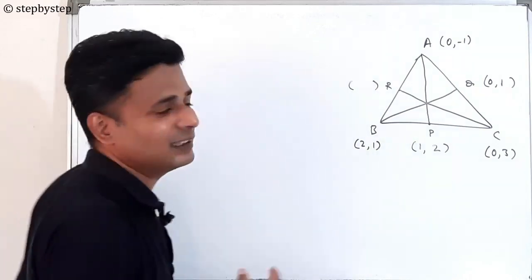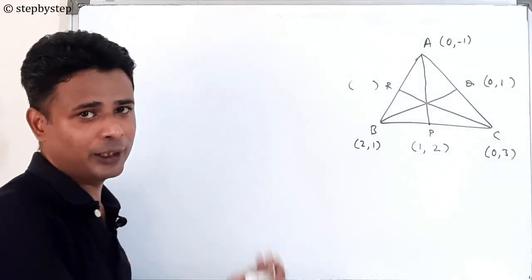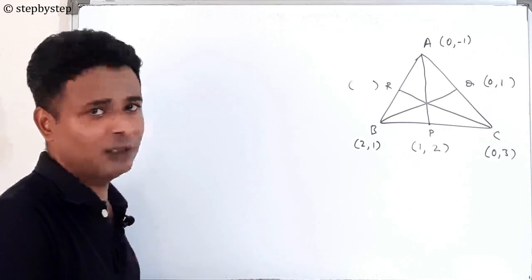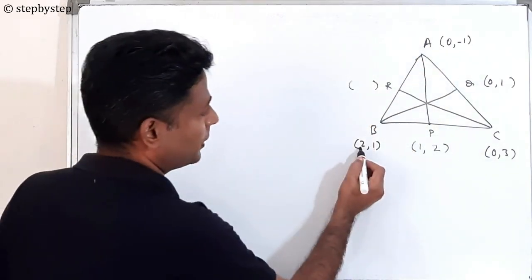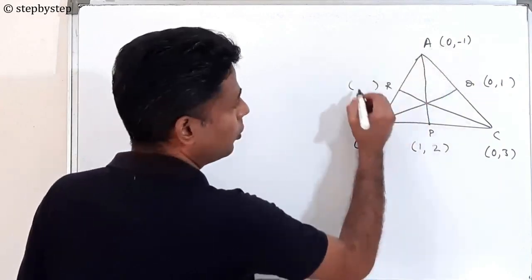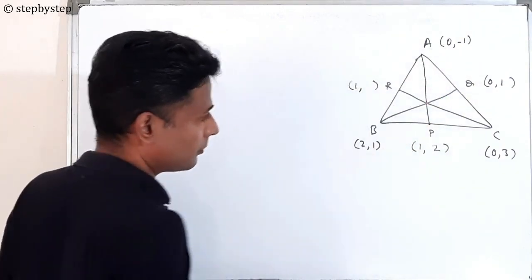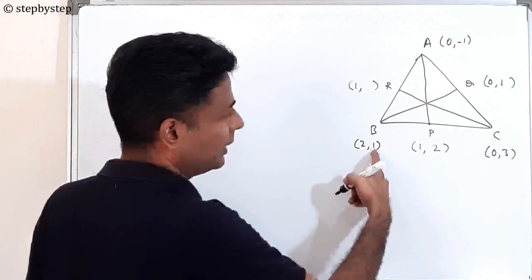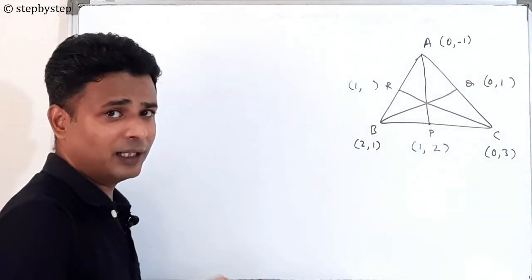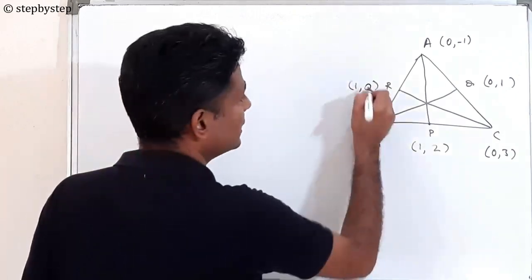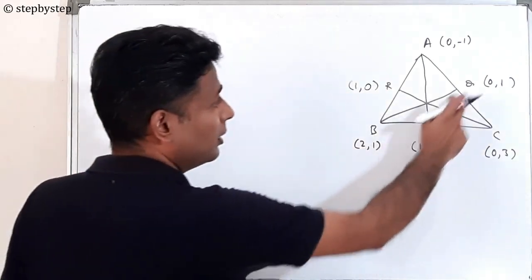Since these modules are just for your understanding, I am doing it this way because I am sure you know how to find midpoints. Similarly, R is the midpoint of AB. So x1 plus x2 by 2, that is 2 plus 0 by 2, 2 by 2, 1. And the y coordinate will be y1 plus y2 by 2, that is 1 plus of minus 1, 1 minus 1, 0, 0 by 2, 0. So now we got the midpoints.